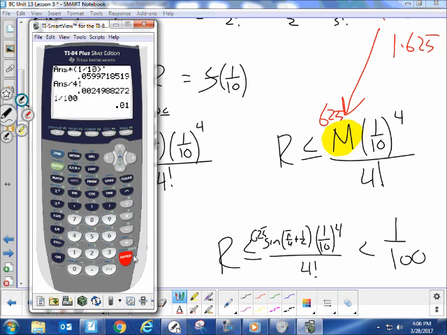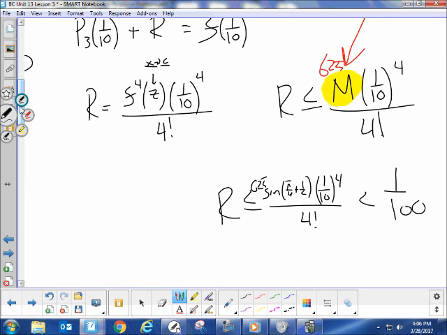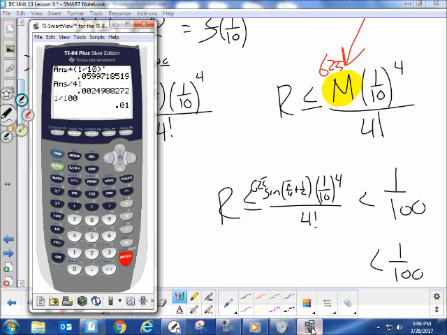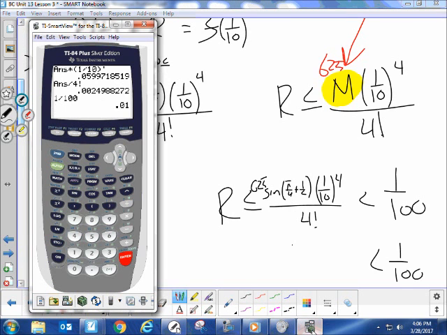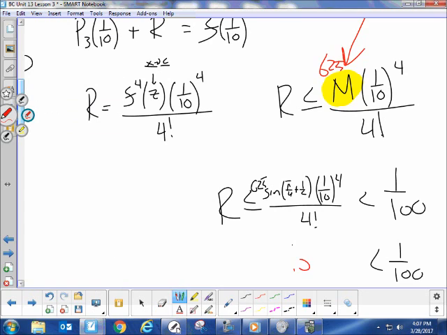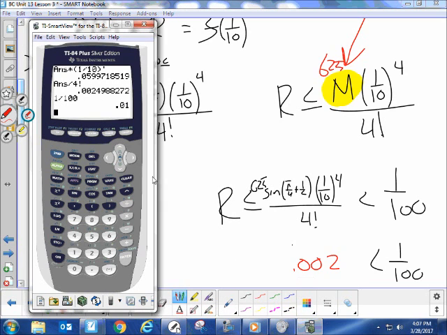Yep. Now, if you don't have a calculator, you're just going to go ahead and assume this is correct, and it is. 0.002. You're going to just assume this is less than 1 over 100, and you're going to be fine. If I use 625 instead of sine of pi over 4 plus a half, I get 625 times 1/10 to the 4th, divided by 4 factorial.